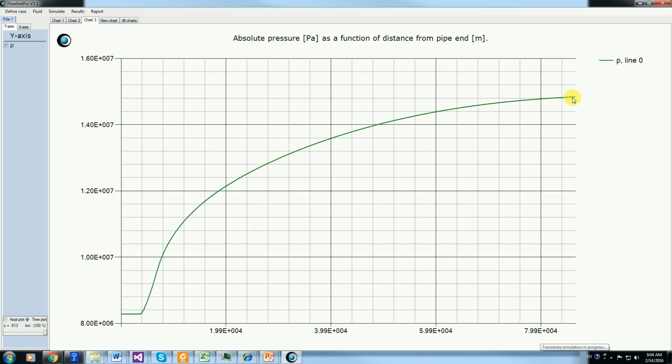But interestingly, it has not stabilized 23 hours later than we started the closure here. So it takes more than a day to stabilize a change we make in this very long line.